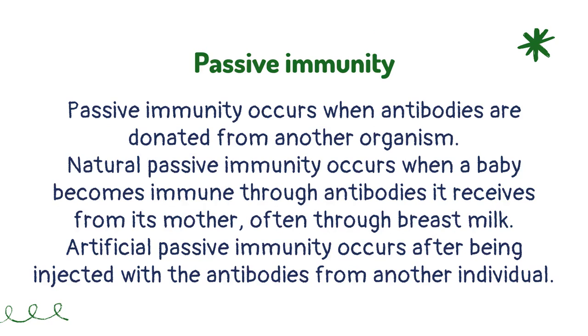Passive immunity occurs when antibodies are donated from another organism. Natural passive immunity occurs when a baby becomes immune through antibodies it receives from its mother, often through breast milk. Artificial passive immunity occurs after being injected with the antibodies from another individual. In the case of a tetanus infection, the individual is injected with antibodies that counteract tetanus toxin. These antibodies are collected from blood donations.